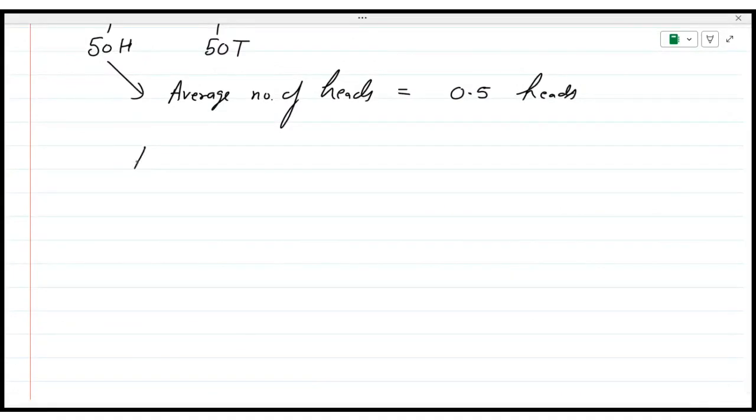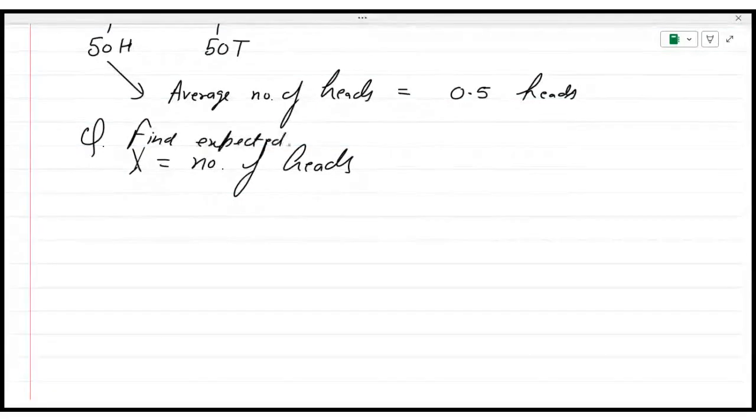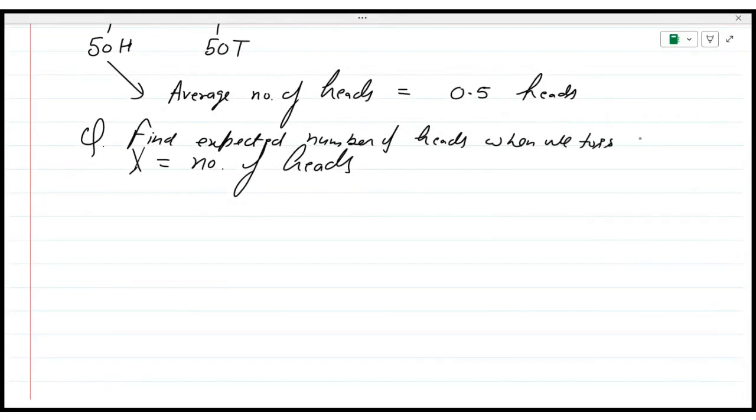So let x denote the number of heads. The question is, find the expected number of heads when we toss a coin. So x is the number of heads.